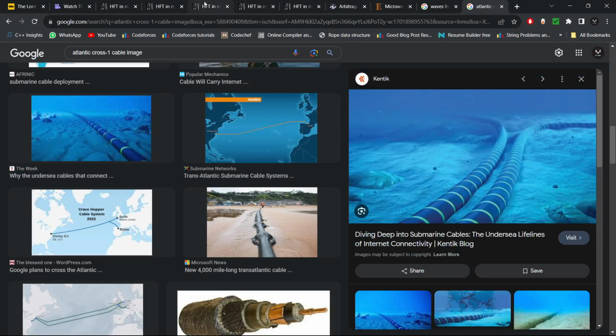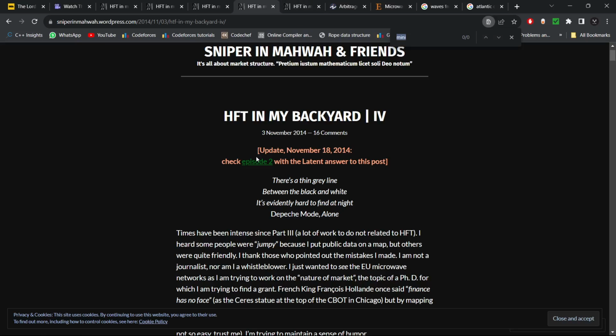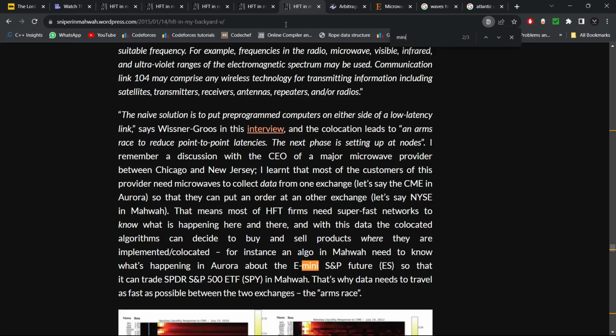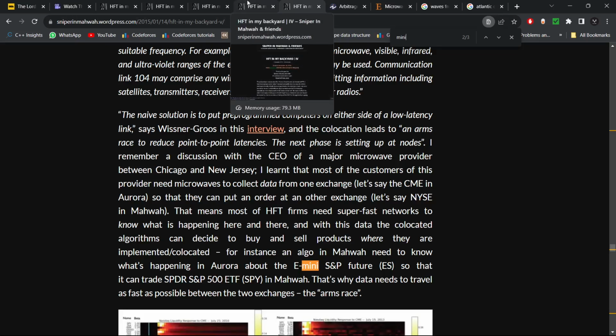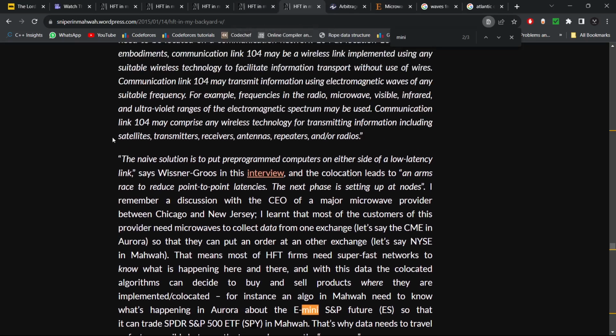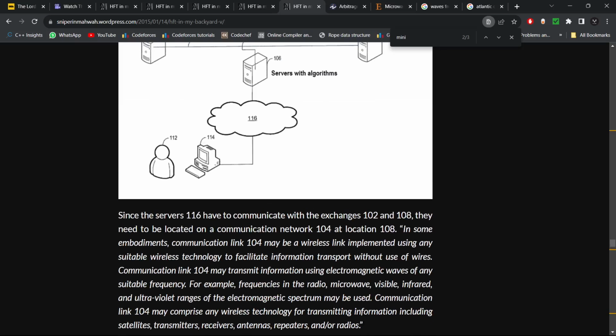I think this blog also mentions that in the AC1 cable, there are 2 cables going. I'm not sure if they are just 2 cables, but one of them is a bit slower, and one of them carries the information a bit faster. So Optiver, I think, is using the faster one, and if it is fast, then it is a bit costly as well. You should definitely read about what microwave technology is and how it is used.